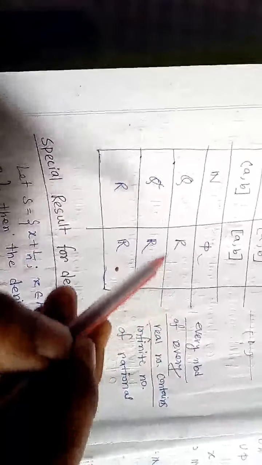Rational numbers: the limit point set of the rational and irrational numbers is the real number system, as every neighborhood of a real number contains an infinite number of rational as well as irrational numbers. So the derived set of the irrationals is R, and the derived set of R is R.